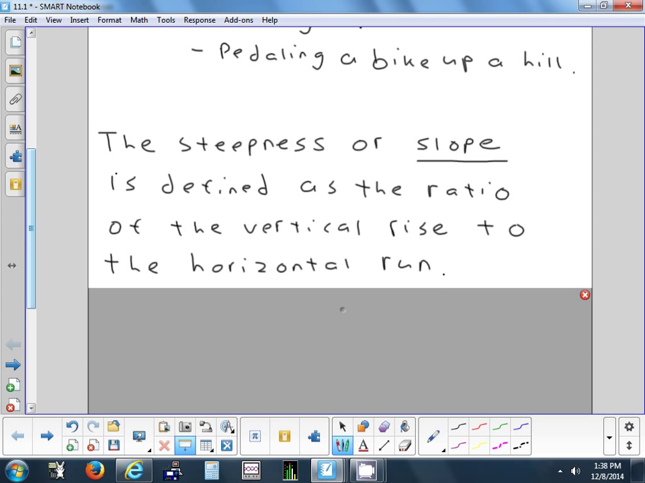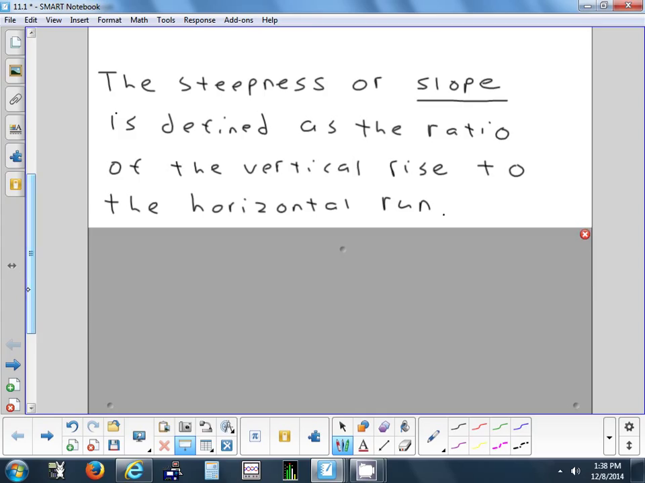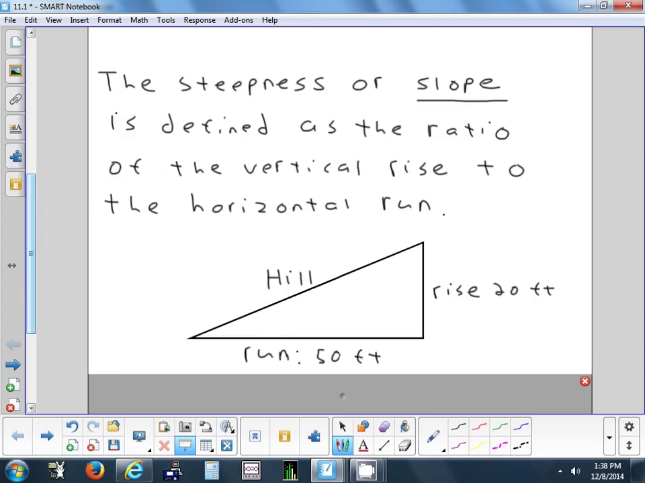R-I-S-E, right on the top of that black line. Then on the bottom of the black line, you're going to write run. Rise over run. Now, notice there are some different parentheses and equal signs. Don't worry about that yet. We're going to get to that. As long as you have rise over run, you're on the right track.